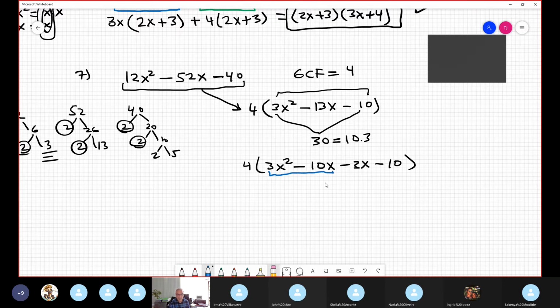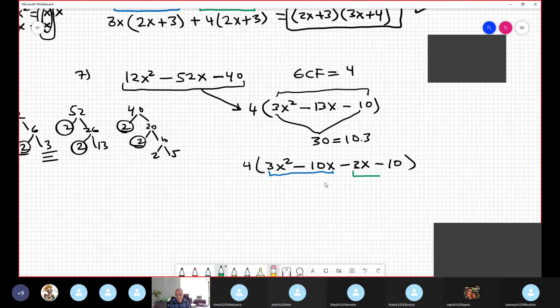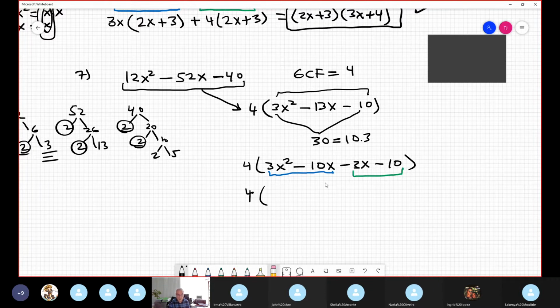GCF in the first couple, GCF in the second. Yes, you're right. Don't forget this 4, continue, bring down. Okay, this x, we have 3x minus 10. And the greatest common factor, wait. Wait a second, something's wrong here. Something's wrong.